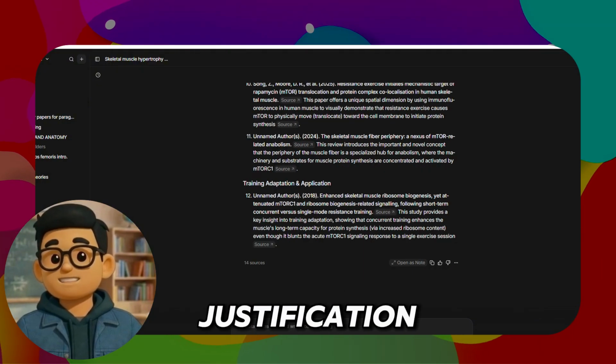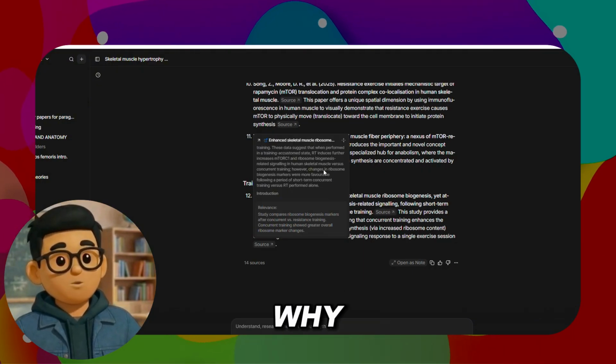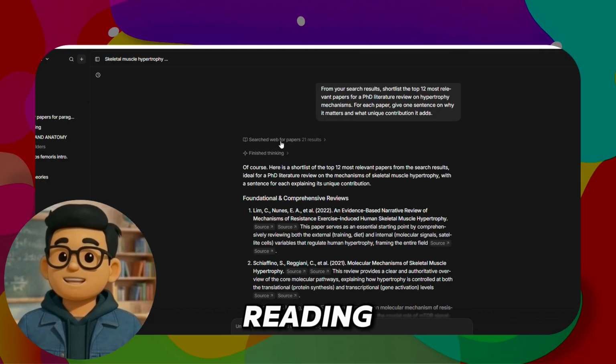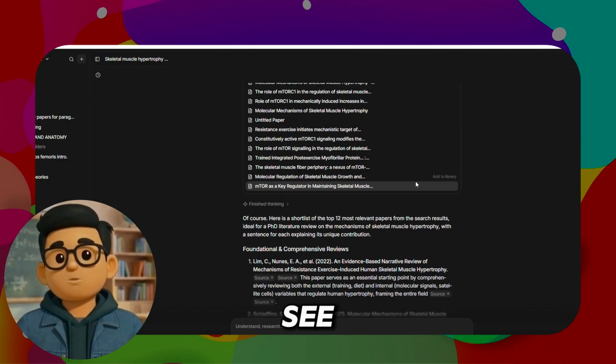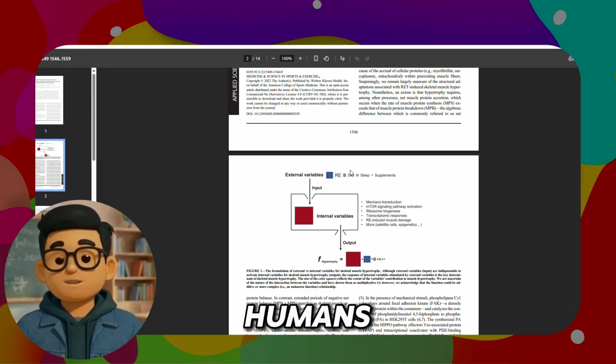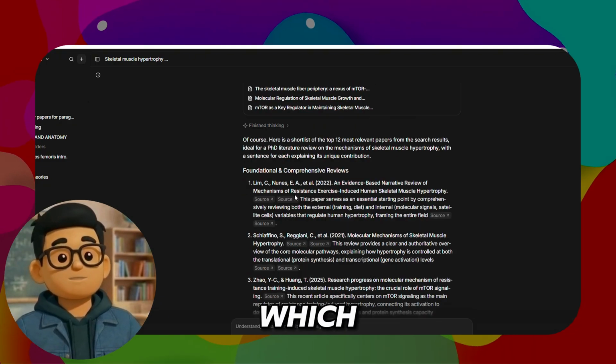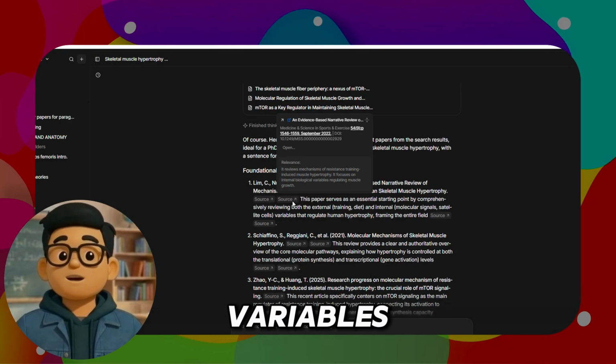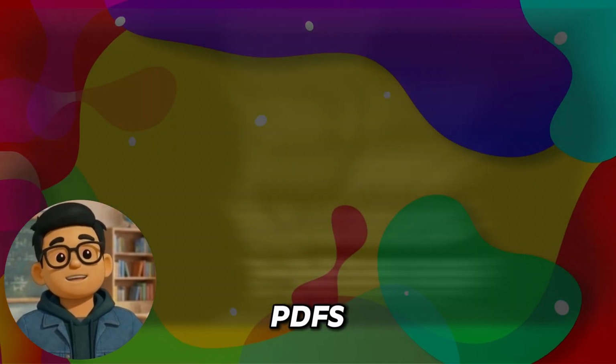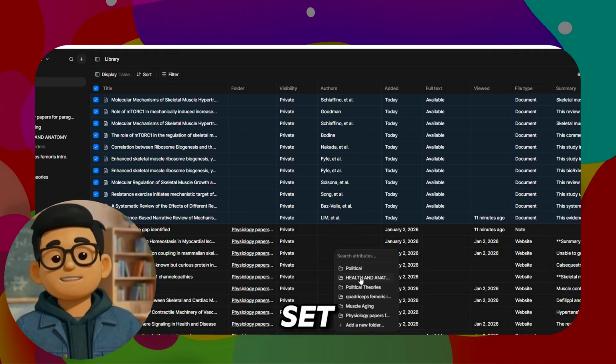That 1-sentence justification forces the AI to explain why each article earns a place on my reading list, and within a minute, I can see which ones focus on mTORC1 in humans, which deal with satellite cells, which speak to ribosome biogenesis or training variables. Already, I'm not just collecting PDFs, I'm curating a serious starting set for my paper.